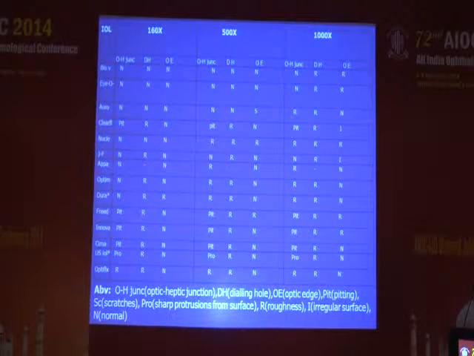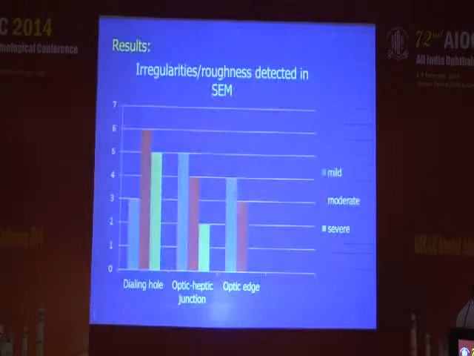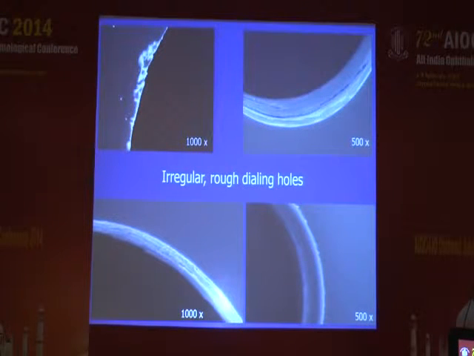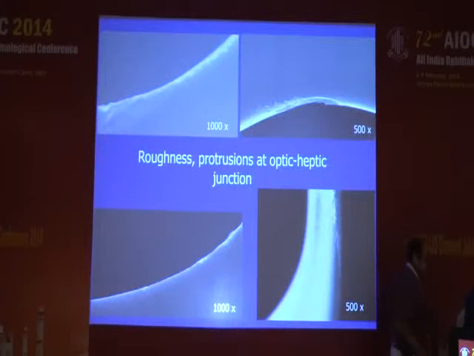This is the master chart showing different magnifications we have done and different IOLs and also different defects we detected. This bar diagram shows the irregularities and roughness were mostly confined in the dialing hole and optic haptic junctions, which were from the mild to severe degrees. These microphotographs show irregular and rough dialing holes and serrated edge, and mostly they were confined in the dialing hole areas. These photographs of the optic haptic junction show roughness, protrusions, softness, etc. detected in different IOLs.